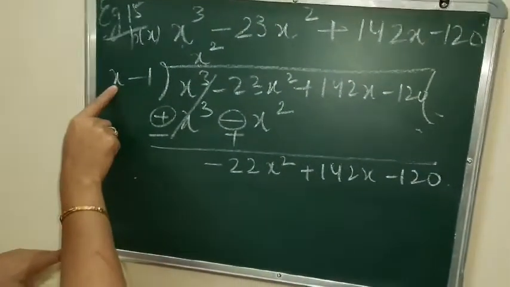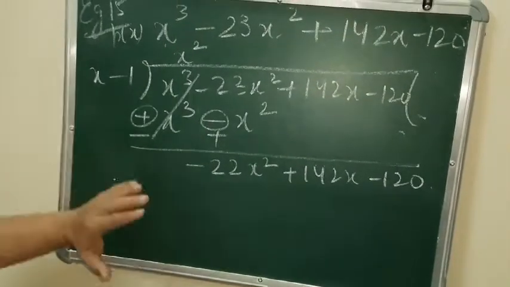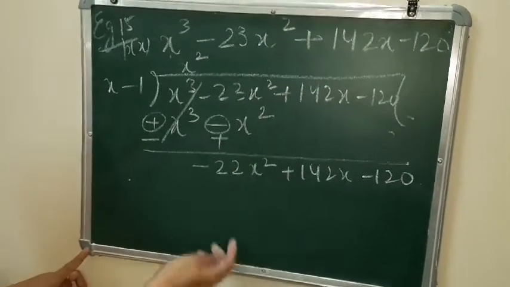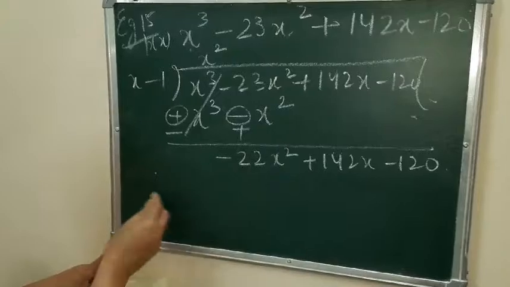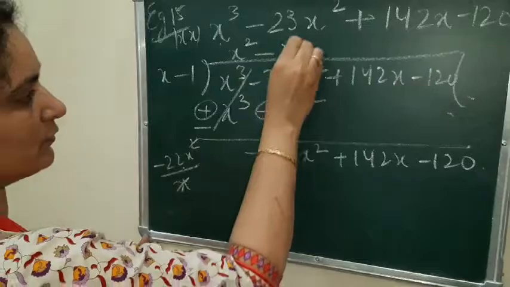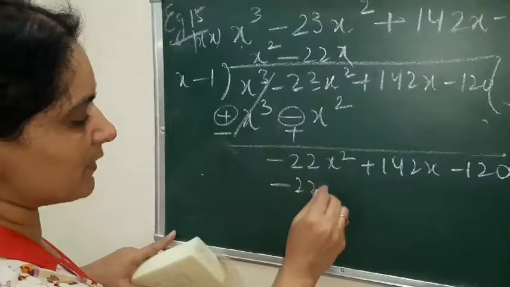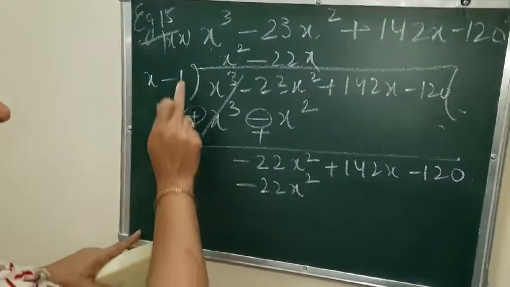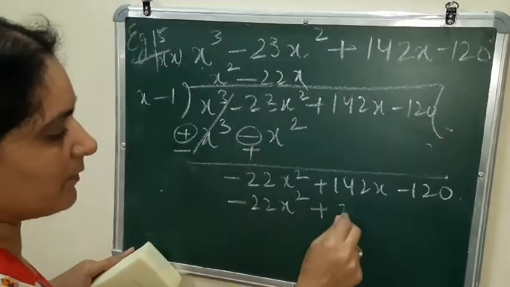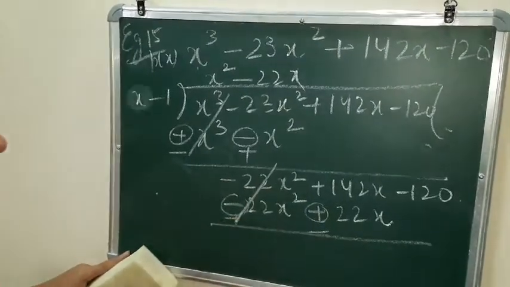Now, with which term will you multiply this x so that you get minus 22x square? Earlier also I told you why we do it, because we just have to eliminate the first term. So we are thinking with which term we will multiply this to get minus 22x square. If you don't understand, then just divide it. You will get minus 22x. So x multiplied by minus 22x is minus 22x square. Then I told you the second term will be multiplied with this new term, minus 1 into minus 22x, plus 22x. Sign change, sign change, and this will be cancelled.